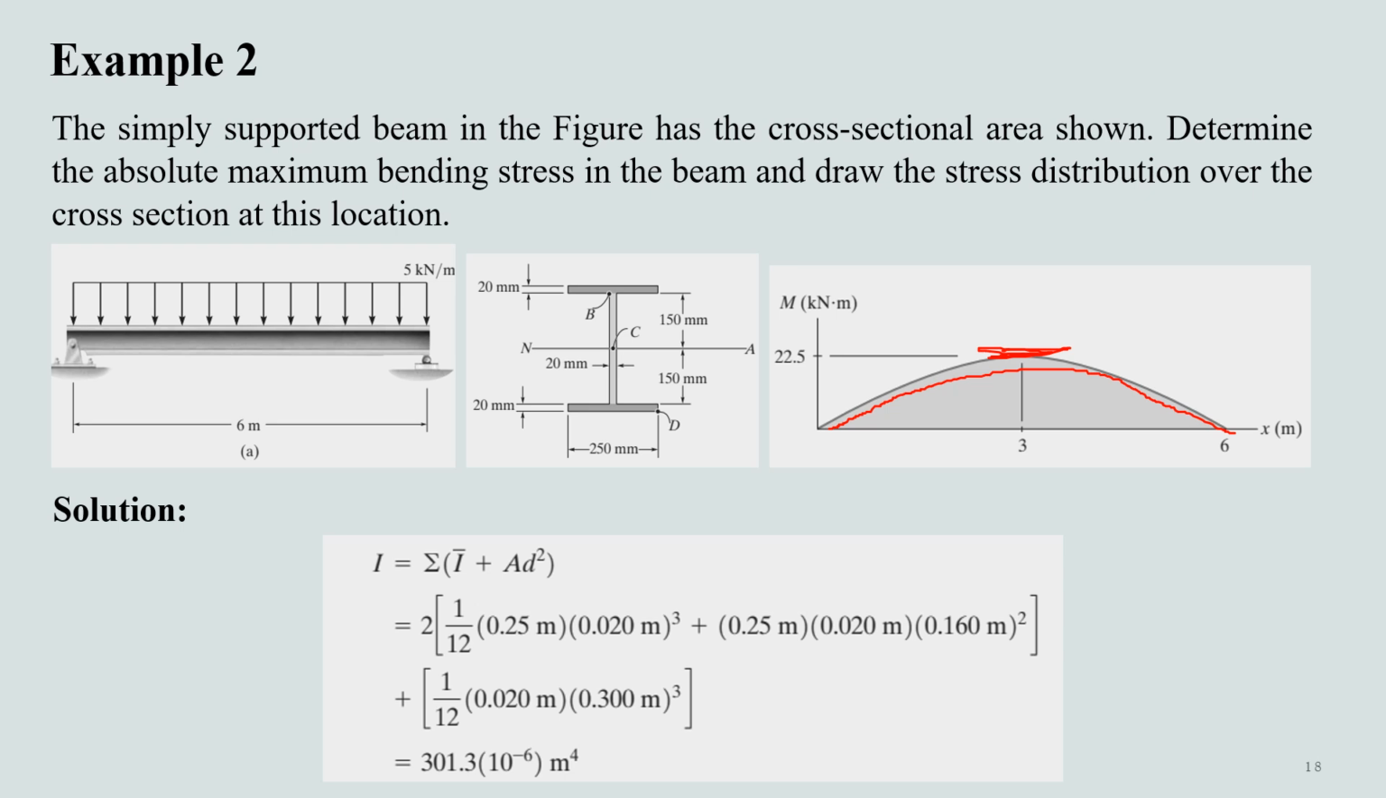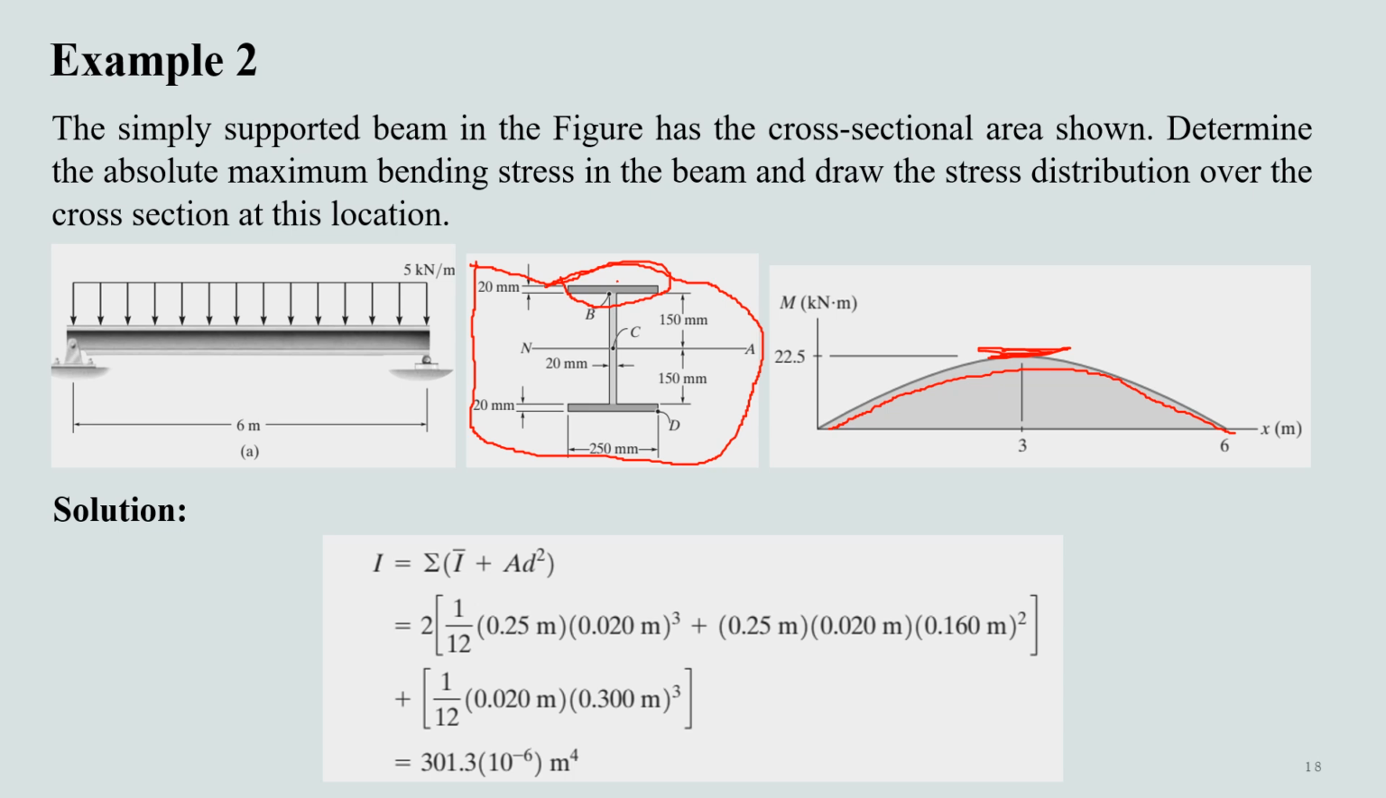Now our next step is to determine the section properties. Here we have a somewhat complicated section, but it is not actually complicated if we divide it into 3 rectangles. Then we can determine the moment of inertia for this section simply using the parallel axis theorem.